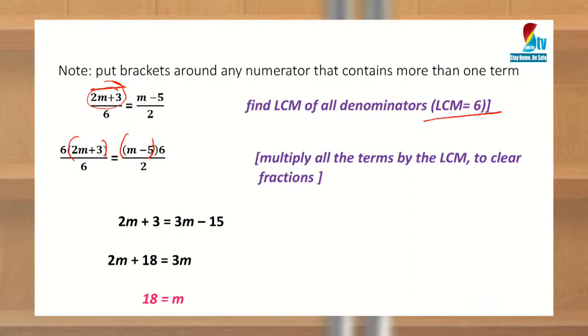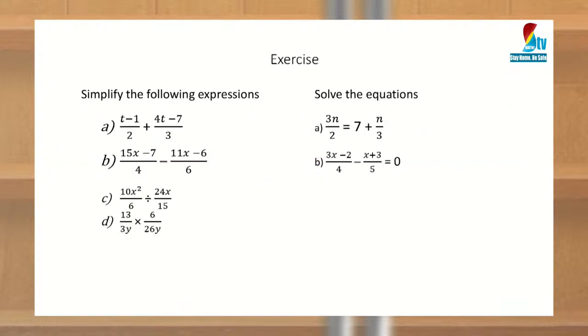Then I'll multiply by 6 both sides. This 6 is going to cancel out. Here I'm going to be left with 3. So I follow the same rules of solving equations, and I have my resulting answer as 18 equals m.